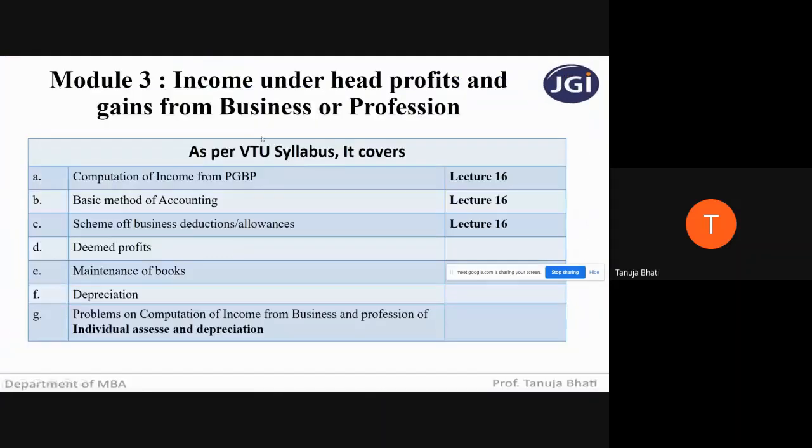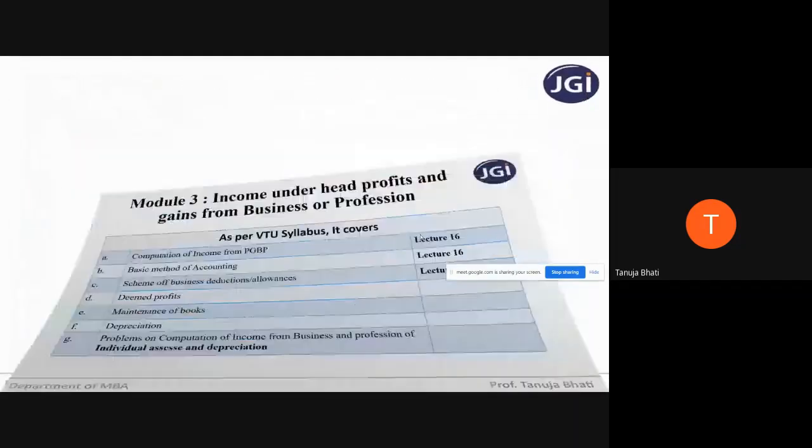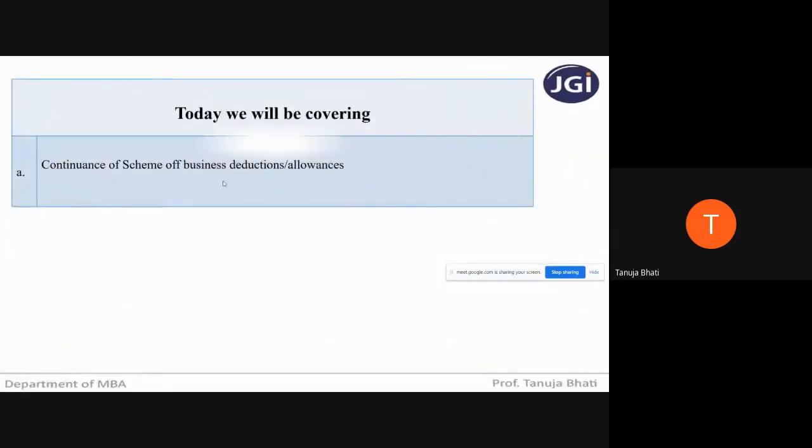As we already know, this particular module covers these aspects as per the syllabus: computation of income from PGBP, which stands for Profits and Gains from Business and Profession, basic methods of accounting, and scheme of business deductions and allowances. All these three we have already seen in lecture number 16. Today we will be continuing with the scheme of business deductions and allowances.